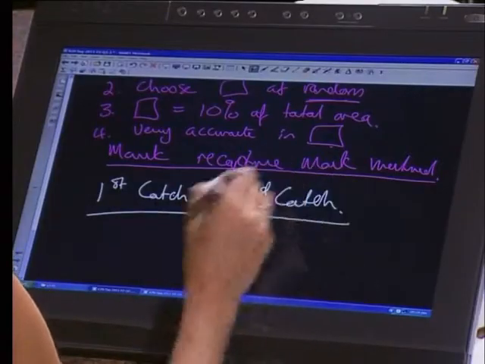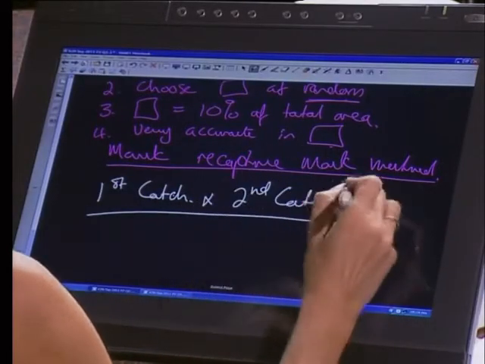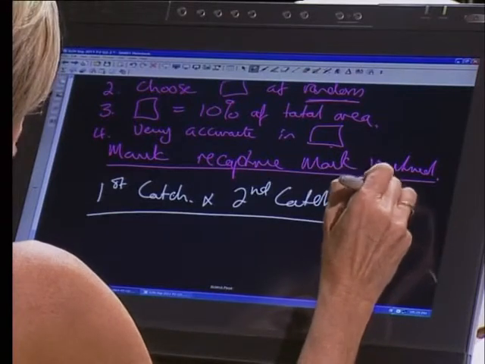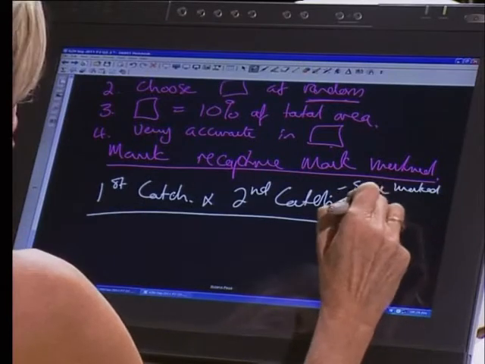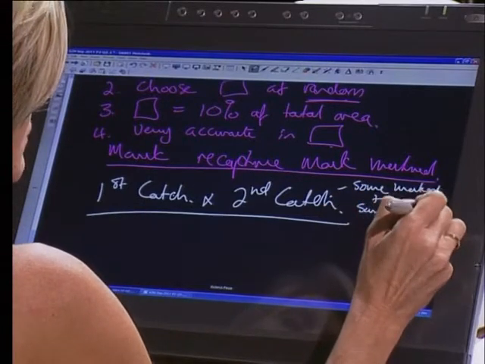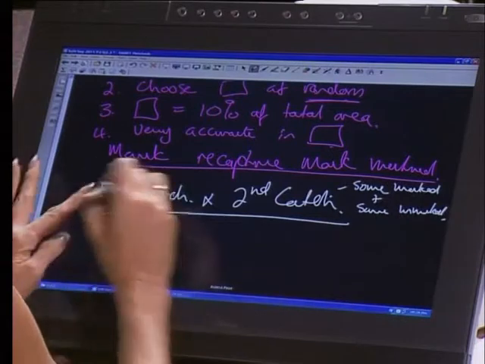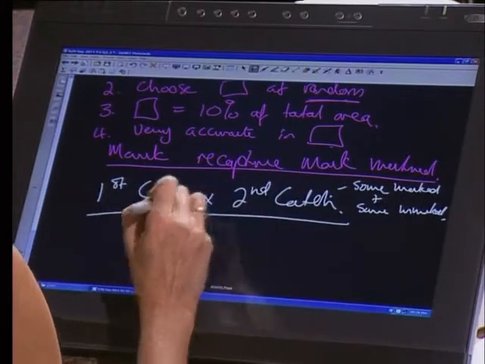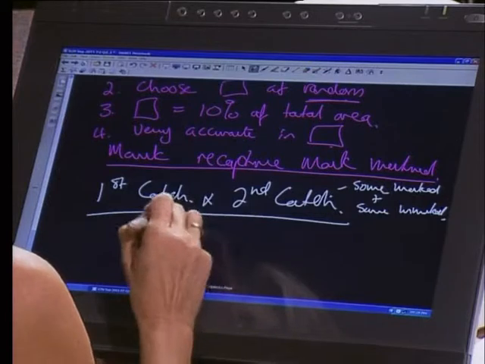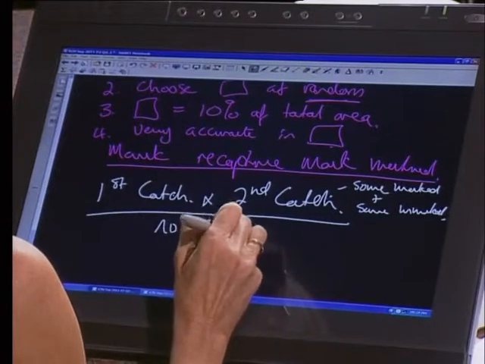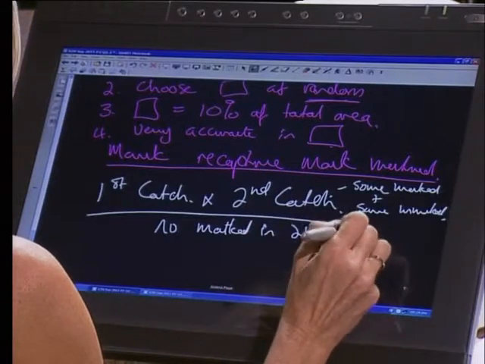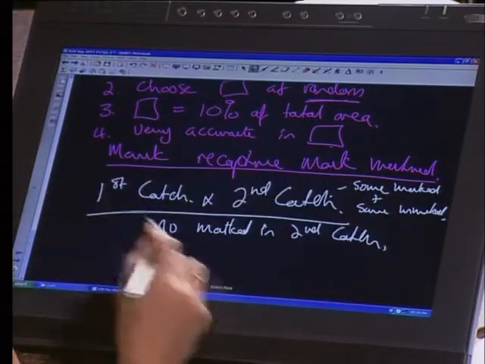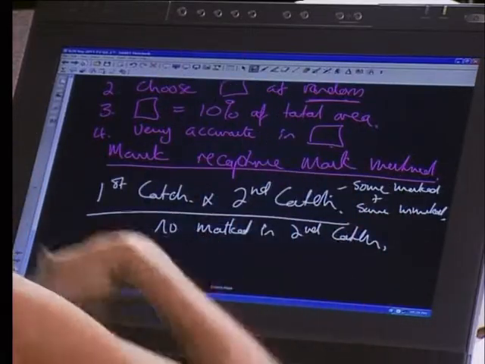Okay, now clearly, if I look at my second catch, there are going to be some that are marked, which means they came from this first catch, and I'm going to have some that are unmarked. Okay, and then I multiply those two and I divide by the number marked in the second catch. And that's your formula. And if you do that, you cannot go wrong. How do you make it more accurate?